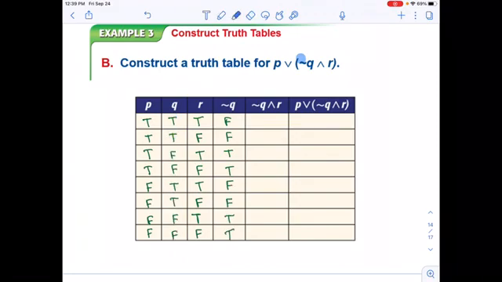From here, I look at my not Q and R. So I'm looking for both of them being true.